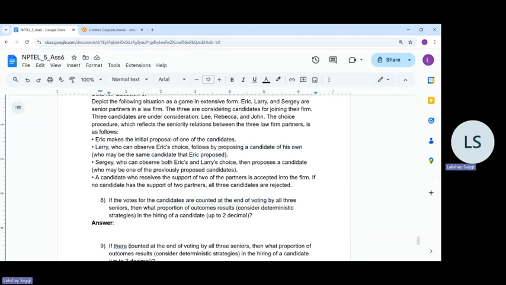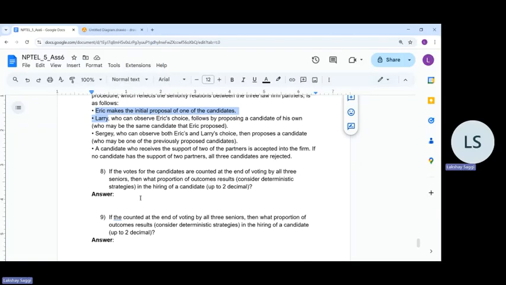But there can be another possible pattern, which you can think of in terms of seniority: if Eric and Larry together have 2 votes for some candidate, let's say Lee, Rebecca, or John, then the opinion of Sergey is not even counted. So we don't even take Sergey's vote in that case. And that is a bit trickier to model because in some cases, if Eric and Larry together have votes for 2 different candidates, then Sergey gets to vote. Otherwise, Sergey does not get to vote. And in that case, the total number of outcomes is not really 27, but something less than that, because in some cases Sergey is not even voting. And that I'll try to show using the dynamic range diagram. But for the first part, I won't be doing that.